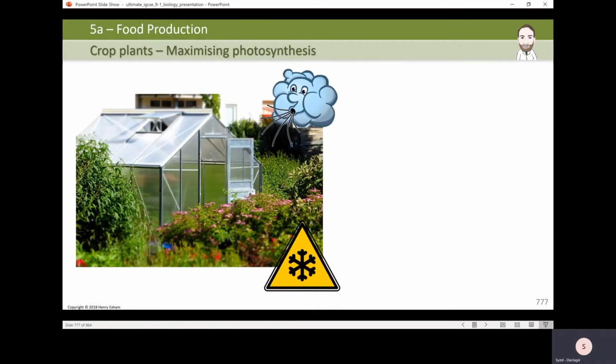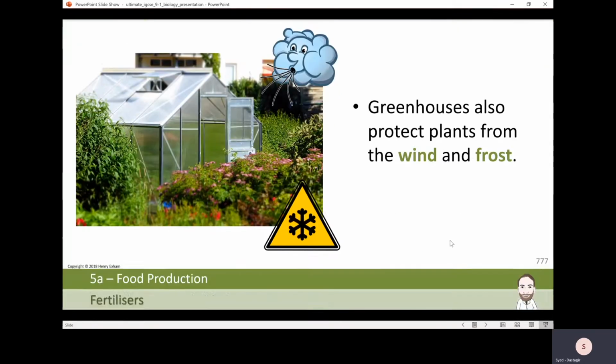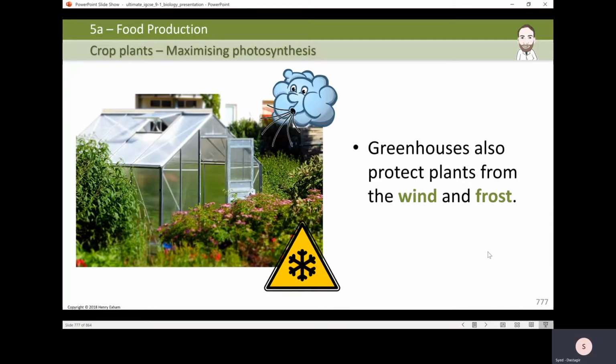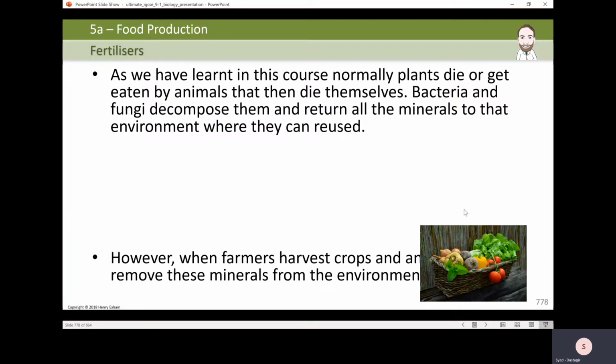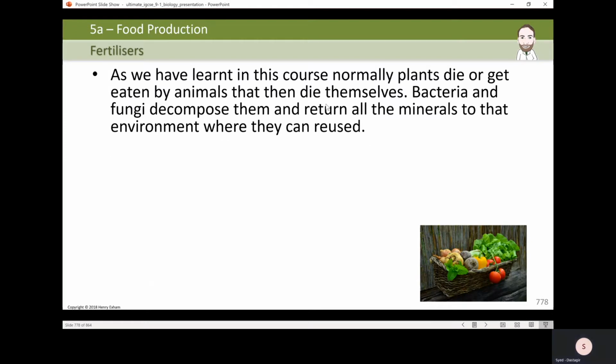Right, so if you think about the weather now, greenhouses also protect plants from wind and frost, which could be detrimental to the process of photosynthesis if you think about the temperature. Now, fertilizers. What are fertilizers? Let's have a look.